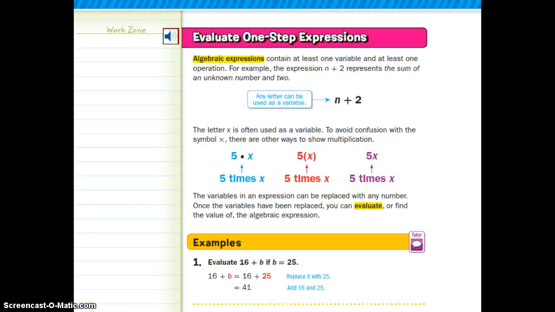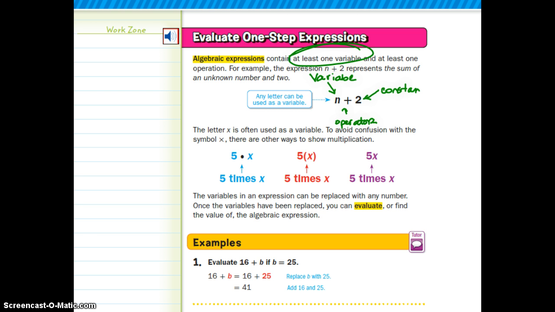Turn the page. So algebraic expressions contain at least one variable. There has to be a variable. And at least one operation, or what I call an operator. So in this case, we have n plus 2. So n is the variable, plus is the operator, and 2 is a constant. We haven't defined that yet, but we'll go ahead and write those down. So n is the variable, the plus is our operator, and 2 is our constant.